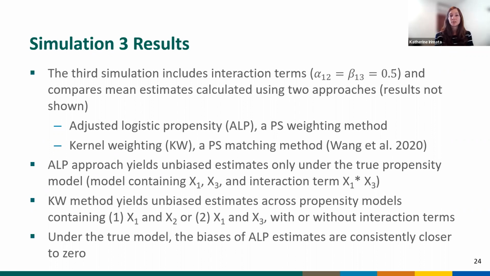However, under the true model, so when it was correctly specified, the bias for the ALP estimates, so that's using the weighting method, were consistently closer to zero. And so we did have lower bias, but only when the model was correctly specified when using the weighting method.